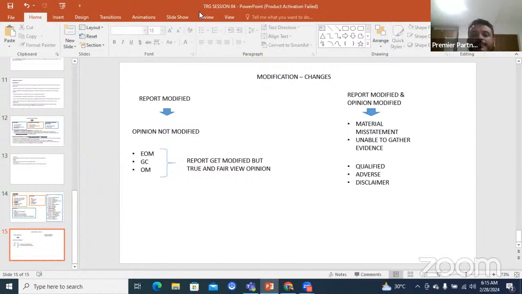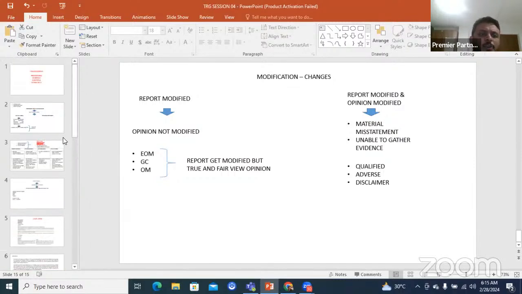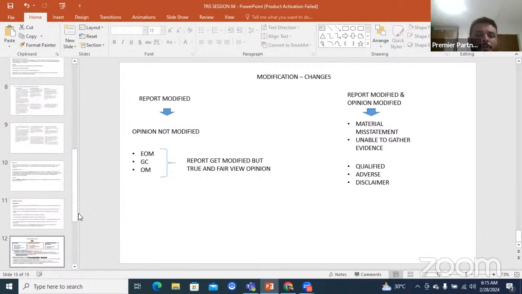Is it clear? Kamal, understood? These are the situations of modification. Okay, right. So that's all for the day. Students, what we discussed throughout this TRG, is it useful to you all?